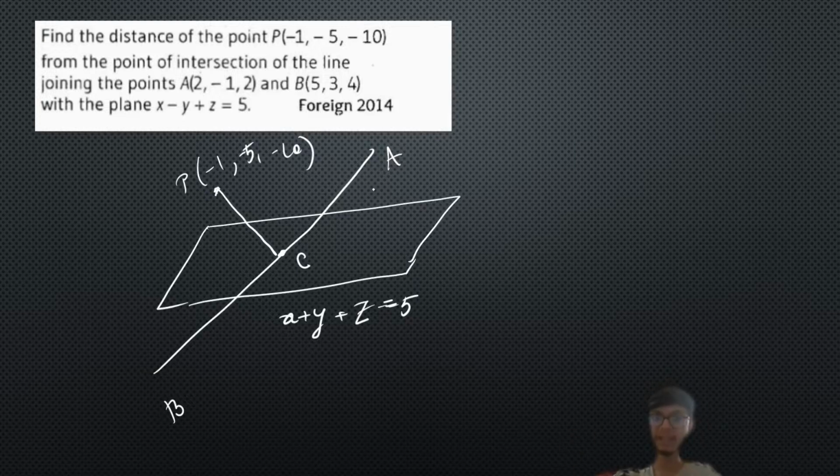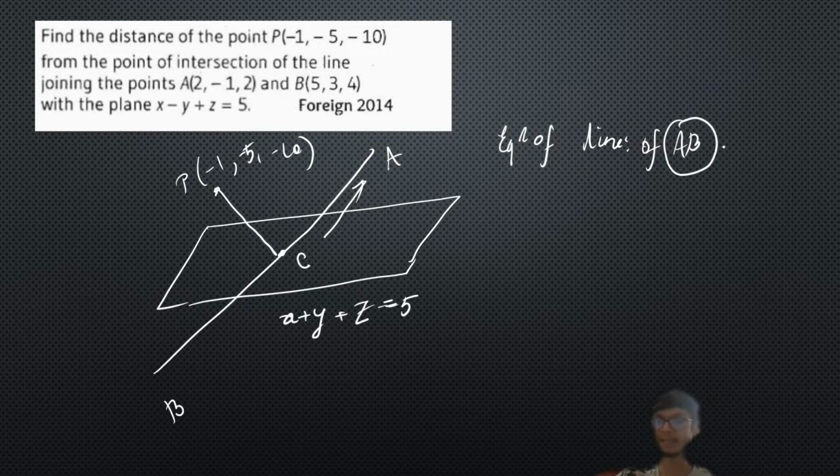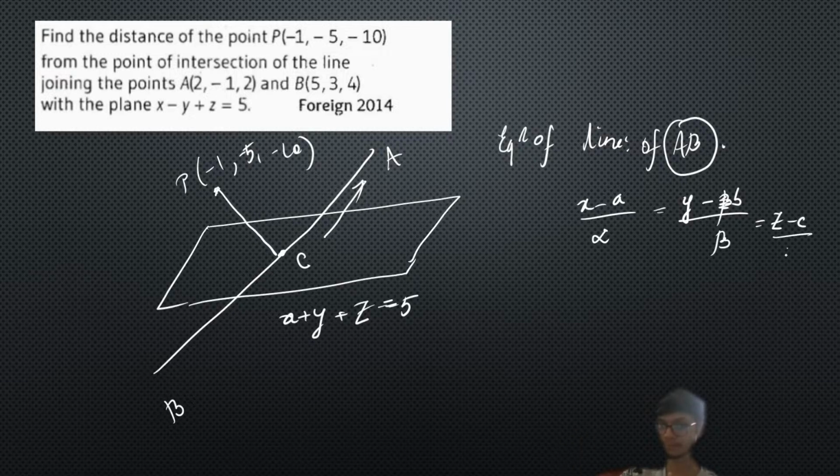What we'll do in this question is first find the equation of this line AB. I'm writing the steps over here, and I expect that you will solve this problem on your own. So I will first write the equation of the line AB. Once I get the equation of the line AB, I equate it to some constant lambda. Then I get any general point on this line as alpha lambda plus A comma beta lambda plus B comma gamma lambda plus C, right? As any point on this particular line.